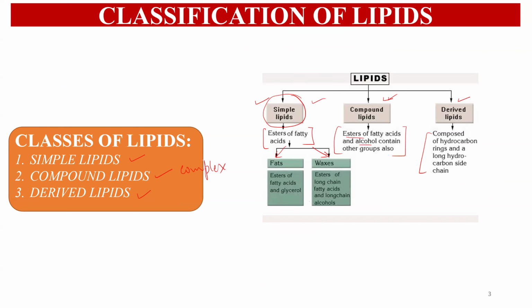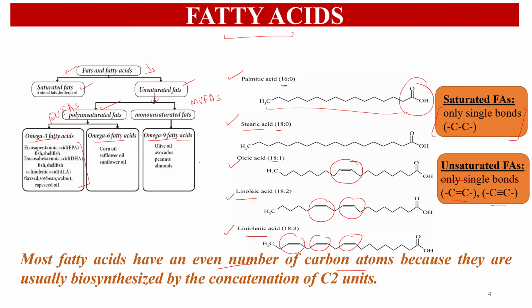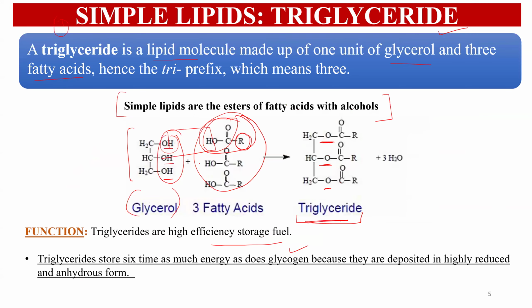Then we tried to see what are the different types of lipids. We have simple lipids, compound lipids, and derived lipids. Before we dived into each class, we saw the definition of fatty acid and also the types of fatty acids, the saturated and unsaturated, and how they look like. Then we saw the example of triglyceride in case of simple lipids, and we saw how the ester is formed by the combination of fatty acids onto the glycerol by the formation of ester bonds between them.